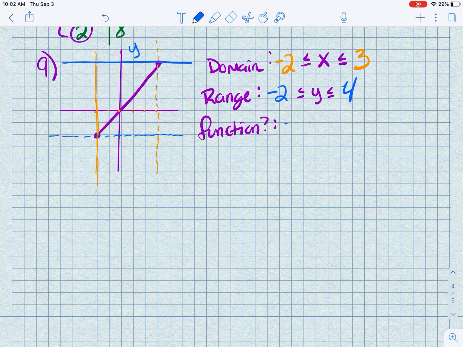Is it a function? Use your vertical line test. Are you ever touching 2 points at the same time? No. So is it a function? Yes. Okay, so there's your domain and range. We are going to practice that.